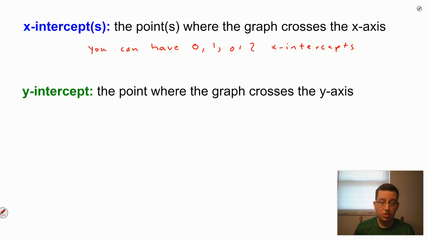You also have the y-intercept, which is where the graph crosses the y-axis, and you're guaranteed to have one. So you're going to have a y-intercept, and maybe 2 x-intercepts, or 1, or 0.